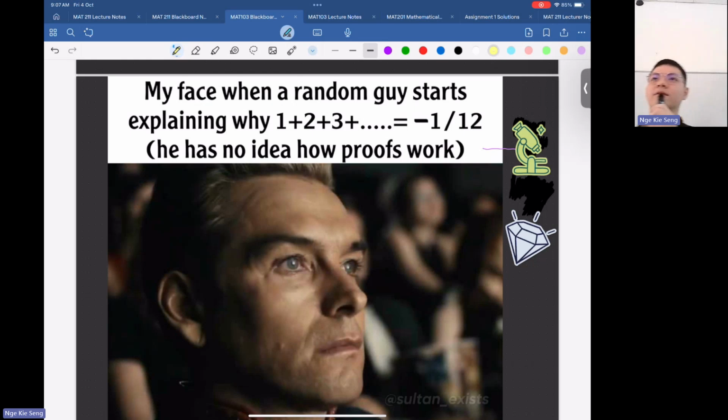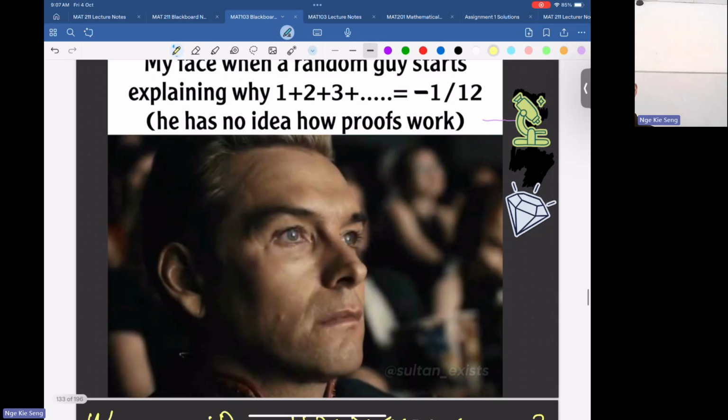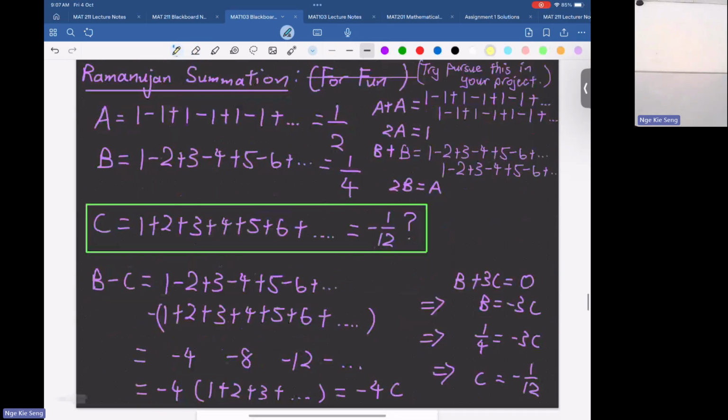Has anyone seen this meme on the internet before? Some of you have. Okay, is it possible or not? If you play around with three series here, A, B, C, supposing they converge to some number, and then you play with a little bit of infinite calculus or algebraic operations, you will get that it really equals negative one twelfth. I won't go through this, but I will post it up if you are interested.